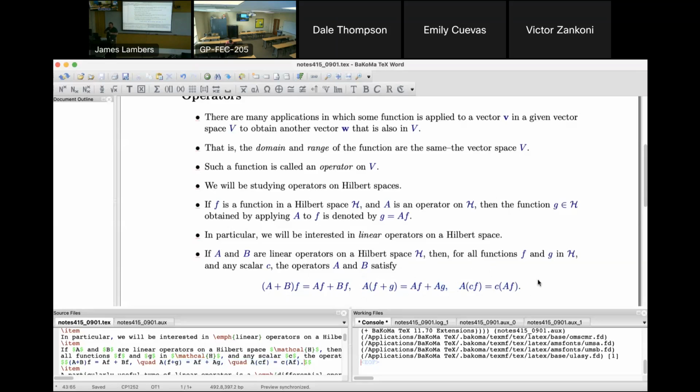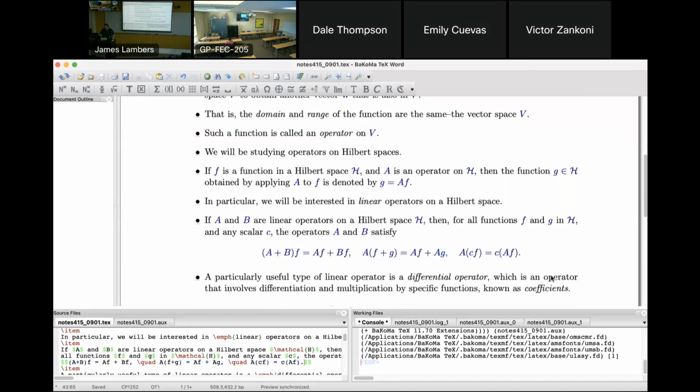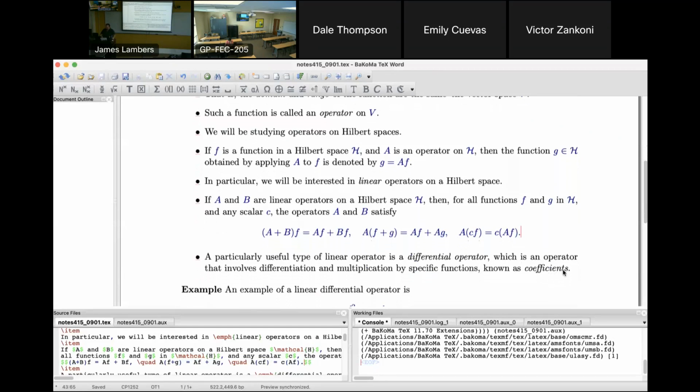As I mentioned, differential operators are the operators we will be most interested in. So what constitutes a differential operator? You are either taking derivatives of a function, or you may be multiplying a function by another function, which is called a coefficient in this context. And so your linear differential operator would involve several terms of that form.